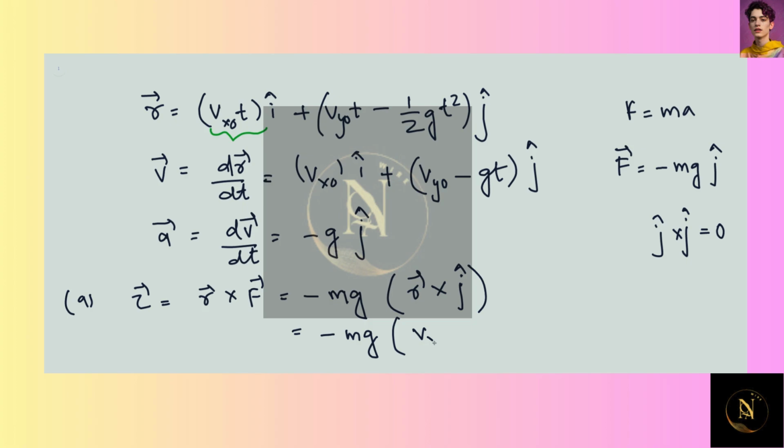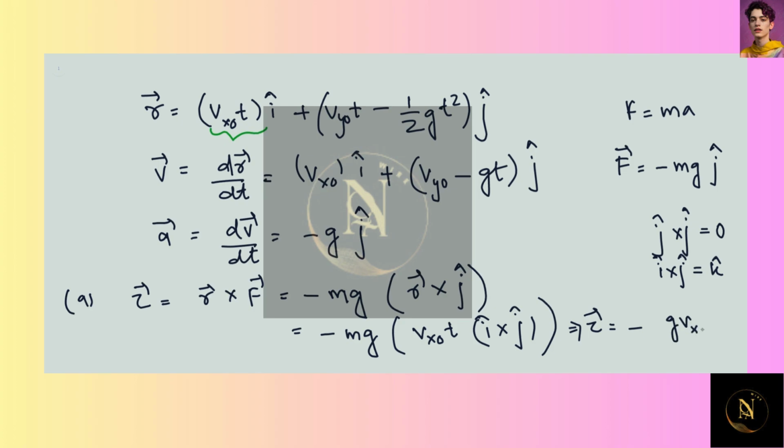Therefore, this will be equal to i cap cross j cap, and we know that i cap cross j cap is k cap. So the torque will be equal to negative g times Vx naught t, there is a mass, and this points in the k direction. Therefore, the torque has a magnitude of mg times Vx naught t, and this points in the negative z direction.